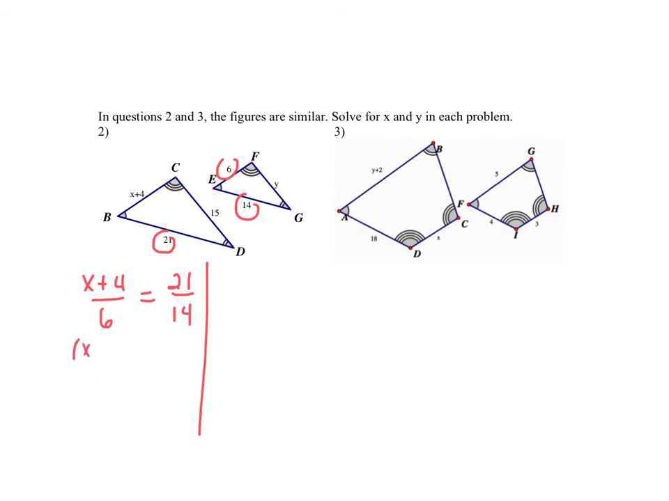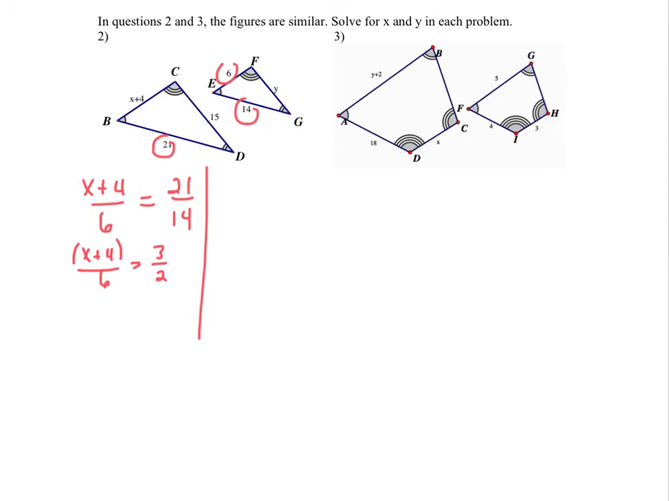So first I'm going to take and reduce this fraction of 21 over 14 by dividing by 7, and I get 3 over 2. Then we'll cross multiply. So let's move this up a little bit. So we're going to take 2 times the quantity of x plus 4 and set it equal to 6 times 3. So distribute, we get 2x plus 8 is equal to 18. 2x is equal to 10, so x is equal to 5.